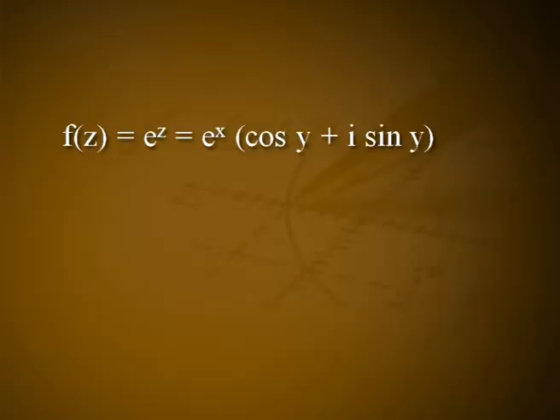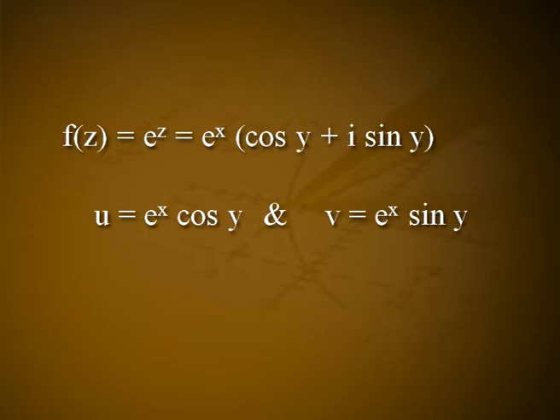Show that the derivative of e raised to z with respect to z is equal to e raised to z itself. We know that if f of z is equal to u plus iv, then f dash of z is equal to ux plus ivx. f of z is equal to e raised to z, which is equal to e raised to x into cos y plus i sin y.